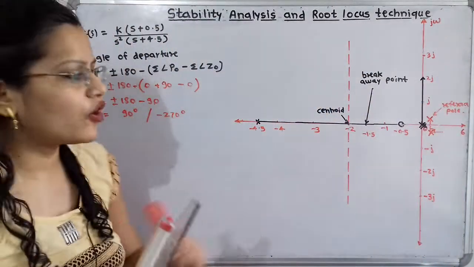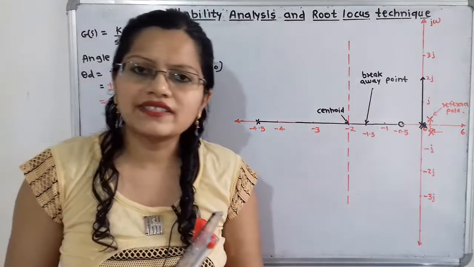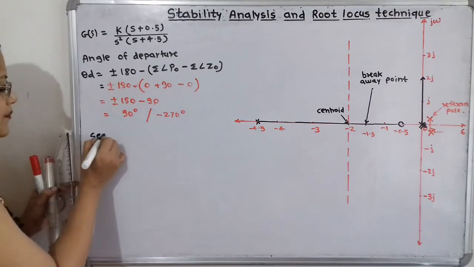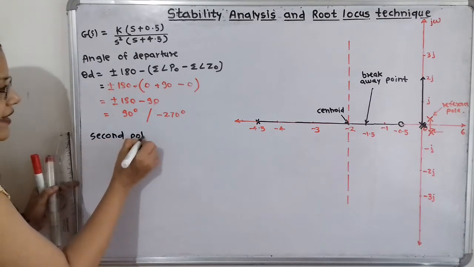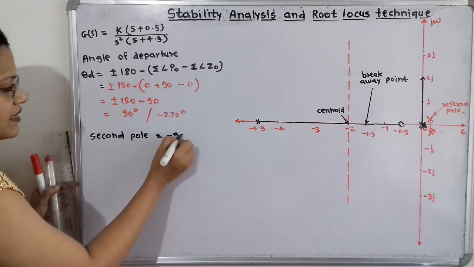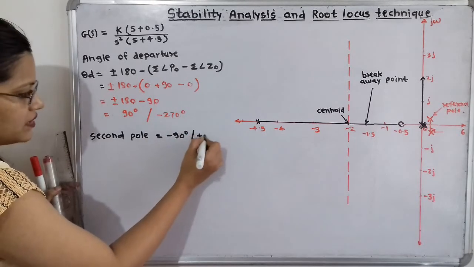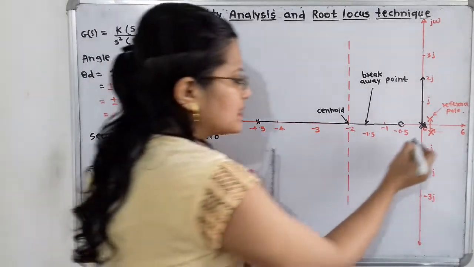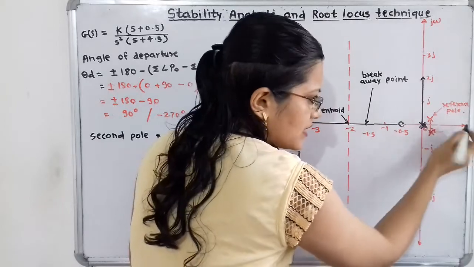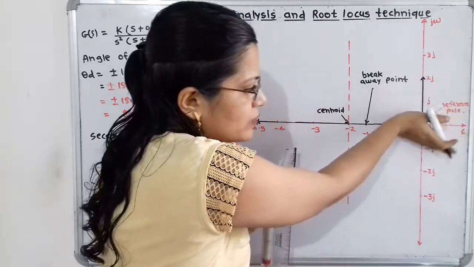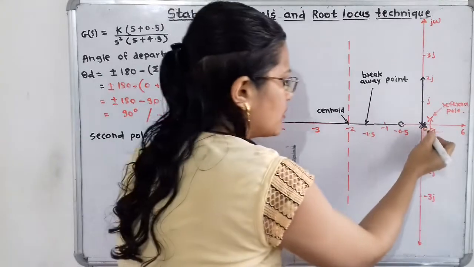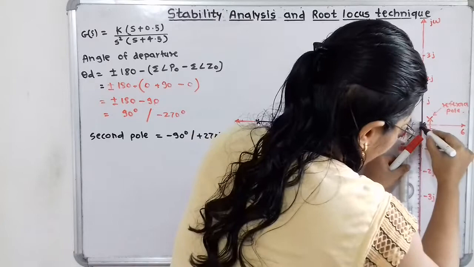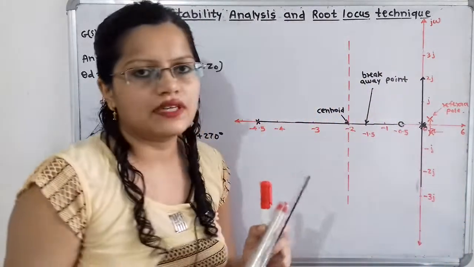Now we will move for the second pole. So for the second pole we have to just change the sign. That is, for the second pole we have to take the angle that is equal to minus 90 degree or plus 270 degree. So minus 90 is also easy to take. So for the second pole we have to take from this real axis. Minus 90 means what? We have to take the angle in the downward direction. So here for this vertical line in the downward direction, this is minus 90 degree angle. So this is also the angle of departure.